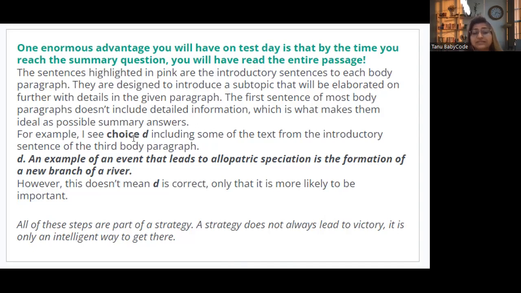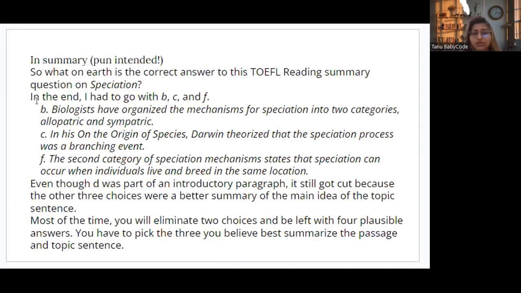So for example, I see choice D includes some of the text from the introductory sentence of the third body paragraph: a new example of an event of allopatric speciation is the formation of. But this doesn't mean D is correct, because the other choices are more likely to be important, right? All of these steps are part of a strategy. A strategy does not always lead to victory, but it is an intelligent way to get there, right? It leads you there. So in summary, let's talk in detail now. What is correct for this speciation part? In the end, I had to go with B, C, and F.